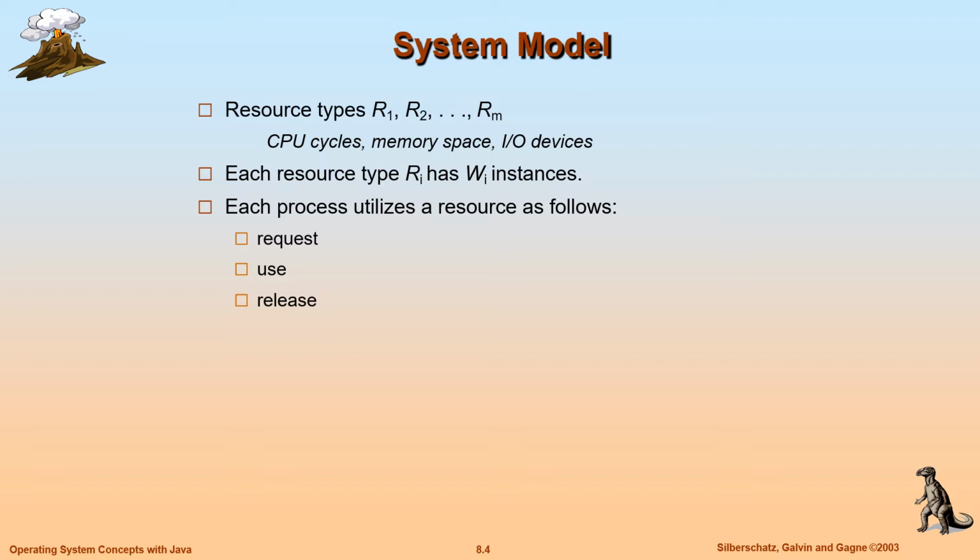Each process utilizes a resource as follows: request, use, release. Any resource a process wants, it requests. After getting that request, it uses the resource. After using, it releases that particular resource.